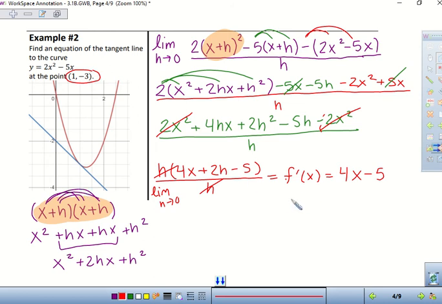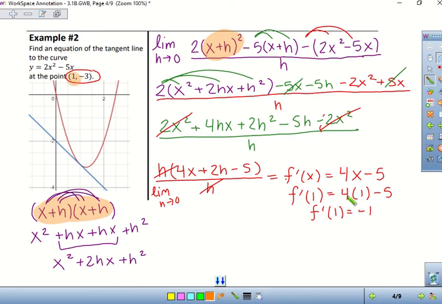Step one is you're going to plug the x coordinate of that point into the derivative formula. So you're going to get negative 1. So I plug the x-coordinate of my point into my derivative formula. And this right here that you get when you do that is the slope of the line that you're going to create.